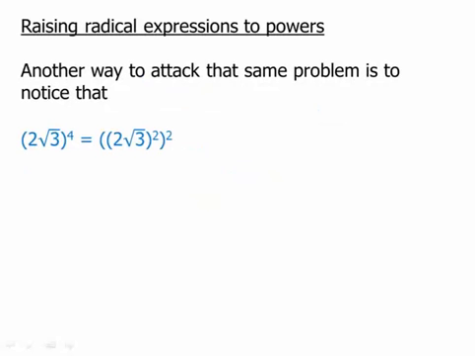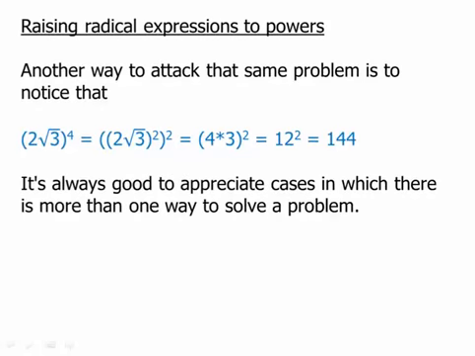Another way to attack that same problem is to notice that we could write that 4 as 2 times 2, and then bring only one of the factors of 2, bring that exponent inside the parenthesis. So we'll have a squared inside and a squared outside. Well, the squared inside, that's easy. We just talked about how to square things like this. So 2 squared is 4, root 3 squared is 3. That's 4 times 3, or 12. Now we can apply the outside squaring, and that gives us 144. That's another way to approach the same problem. In fact, that way might be a little more elegant. It's always good to appreciate cases in which there's more than one way to solve a problem.